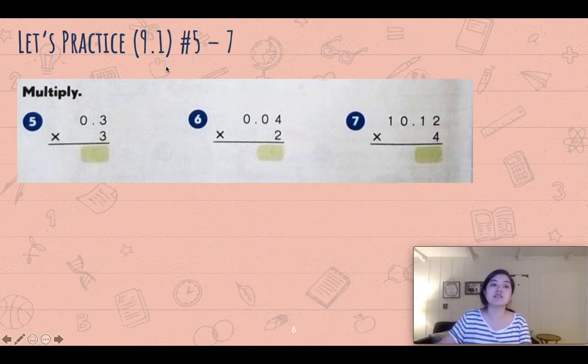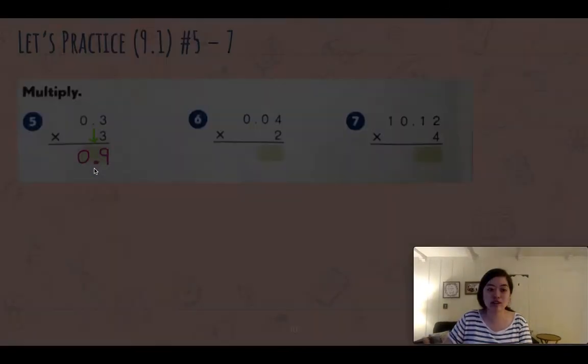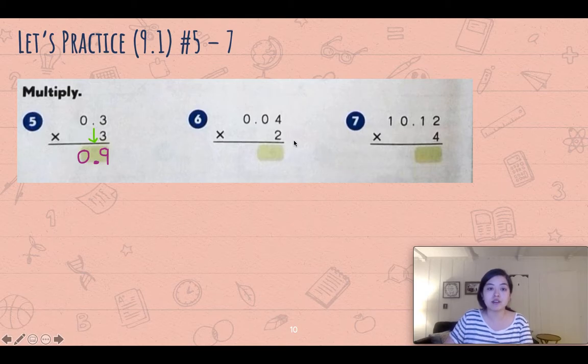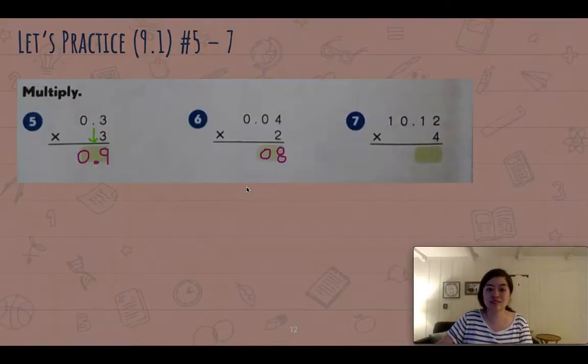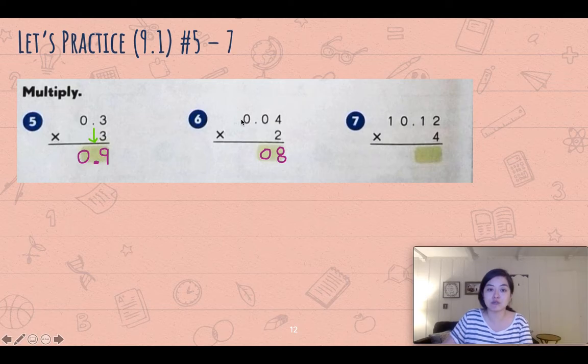So for number 5, I know I have to do 3 times 3, which is 9. And then I have to do 3 times 0, which is 0. Then I'm going to drop the decimal point in the same spot, which is right there, so 0.9. Now for number 6, 2 times 4 is 8. Then I have to do 2 times 0, which is 0. Then I have to do 2 times 0, which is 0. And I'm going to drop the decimal point right there in the same spot.